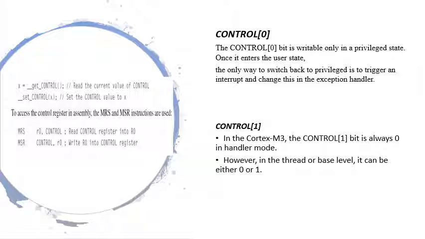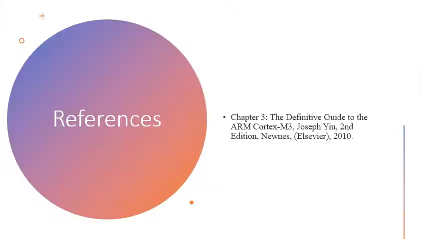Bit 0, that is CONTROL[0], is writable only in the privileged state. As I told you earlier, the only way to switch back to privileged is to trigger an interrupt and change this in the exception handler. The details I will give in the additional topics. The corresponding instructions are mentioned here, similarly for the first bit of the CONTROL register. That is all about the special registers. Thank you.